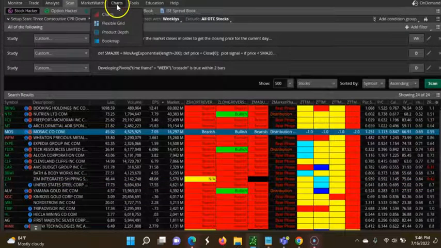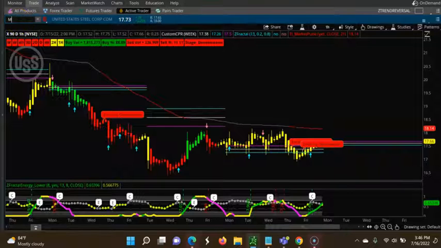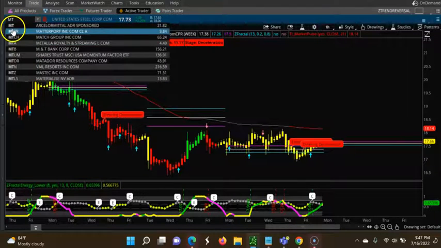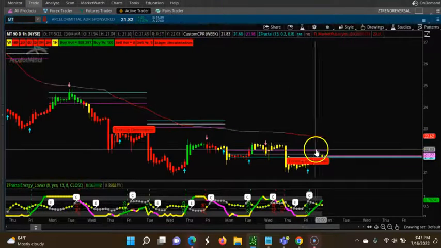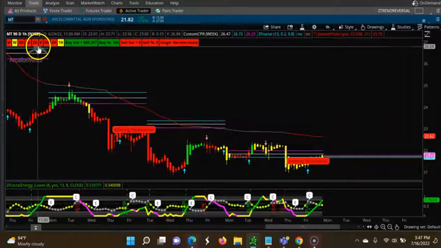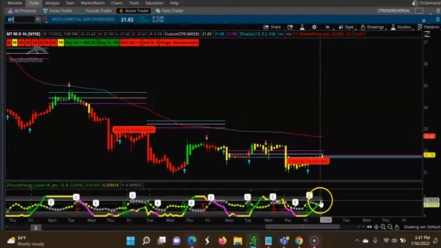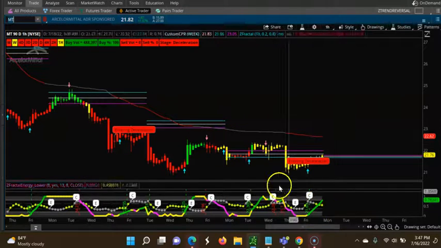MT has a good setup. It's trending down. You see the time frames are negative or red. You can see that the stock is all the way up. Now it's going to go down.